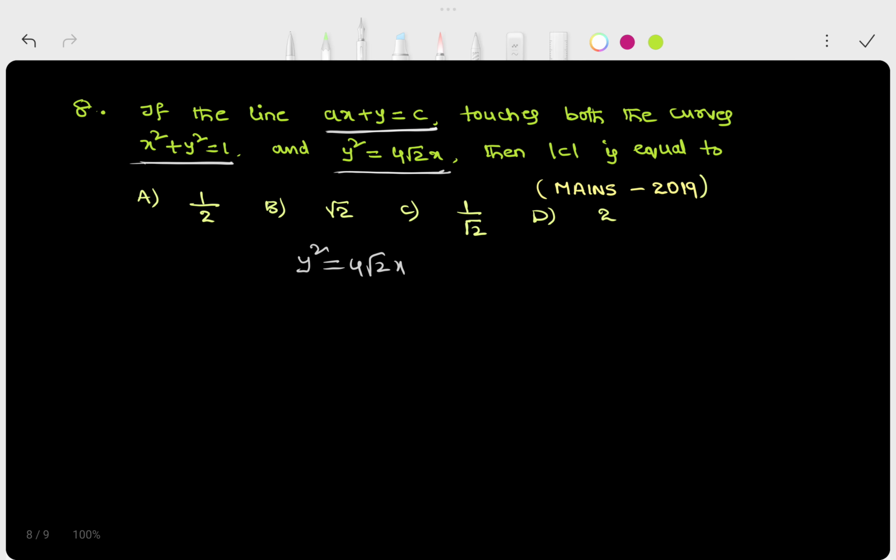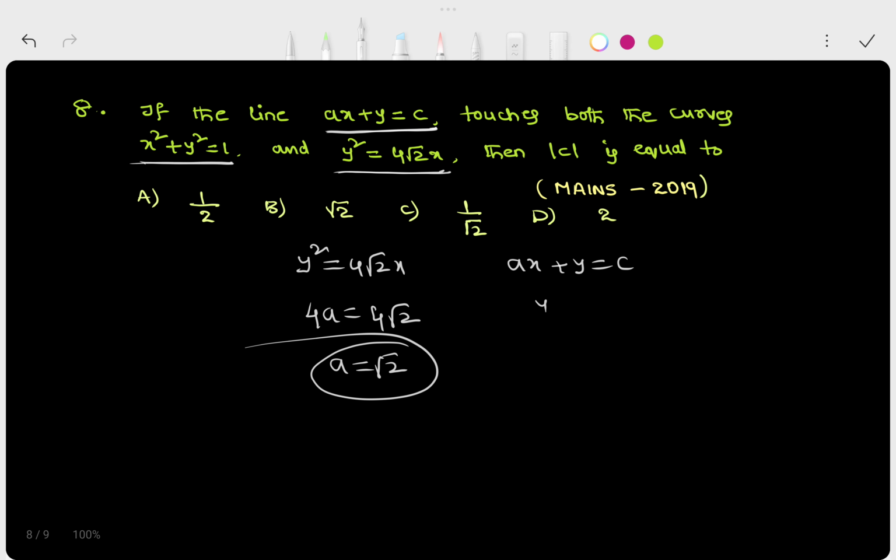Now from this one we can write that 4a is equal to how much the value? 4 into root 2. Then what is that a value? a is equal to root 2. So you got that a value. Now here one thing you understand, the line equation will be ax plus y is equal to c. This one we write in y is equal to mx plus c form: y is equal to minus a into x plus c. Here slope of that line is nothing but m, c is nothing but the y-intercept.